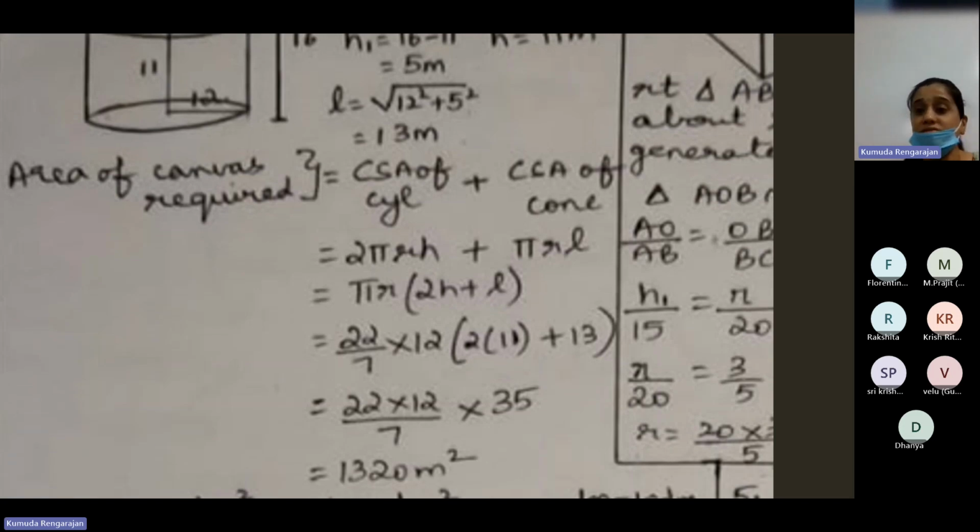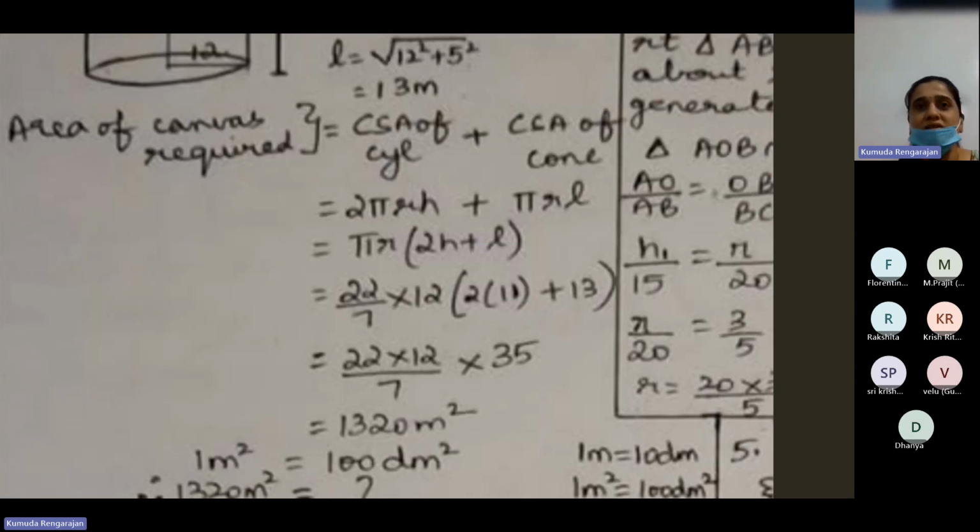Area of canvas required is equal to CSA of the cylinder plus the CSA of the cone: 2 pi RH plus pi RL. You can work them separately and add, or you can take out common like this: pi R is common, 2H plus L. While substituting the value for H, you should be careful. H is the H of the cylinder, not H of the cone. Where we can go wrong is 2 pi RH is here. H is the H of the cylinder, not H of the cone.